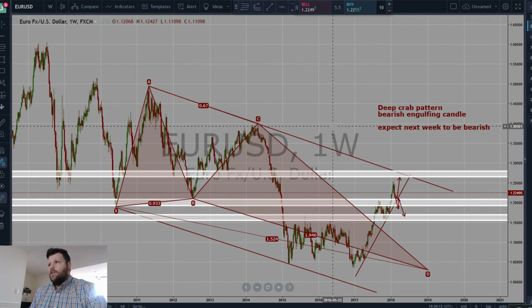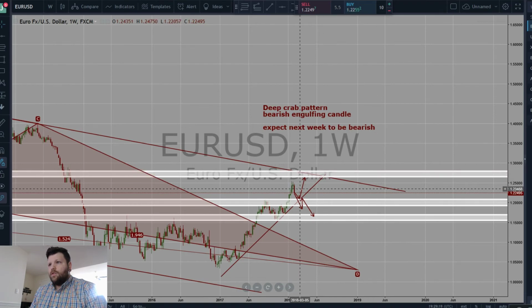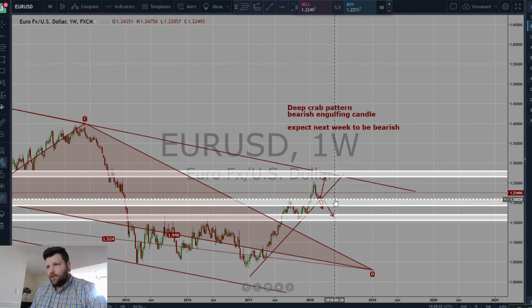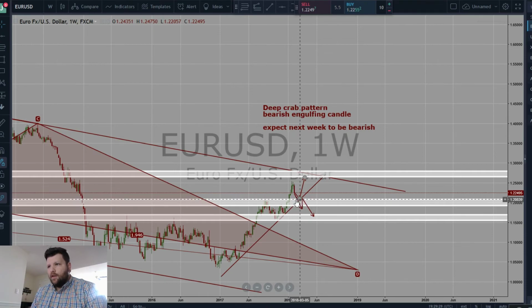You see that there is a deep crab pattern drawn out. Our last week's candle, as we zoom in, was a bearish engulfing candle, and I do expect next week to be bearish, probably going to at least retest this trend line, if not break it. We do have a zone drawn right here where we could see resistance, retesting previous structure. So we might see bearish this coming week and then a bullish rejection off of this zone drawn right here or this trend line, and then a continuation upward.